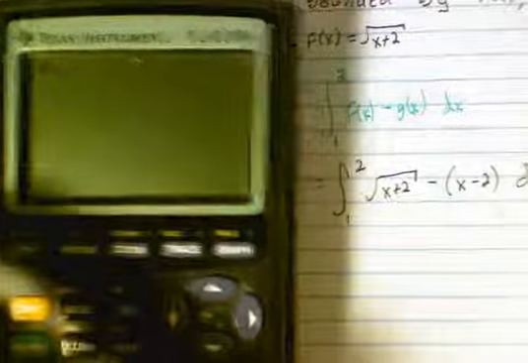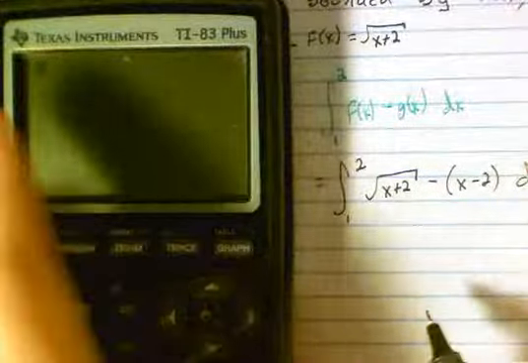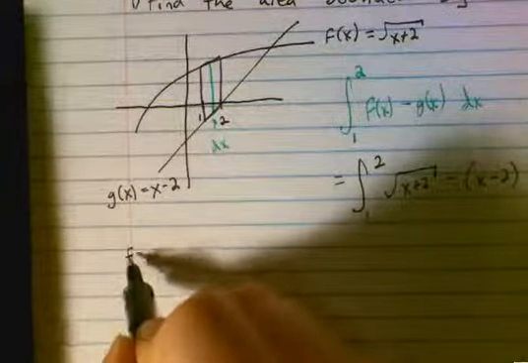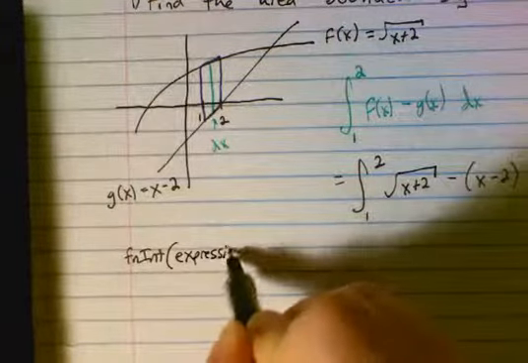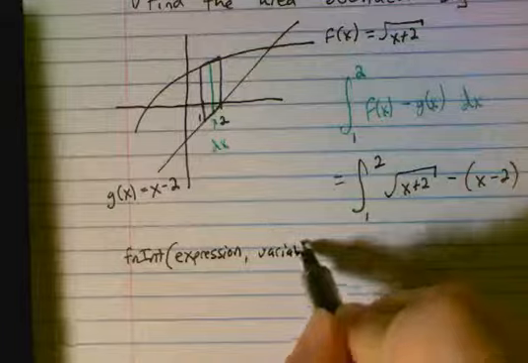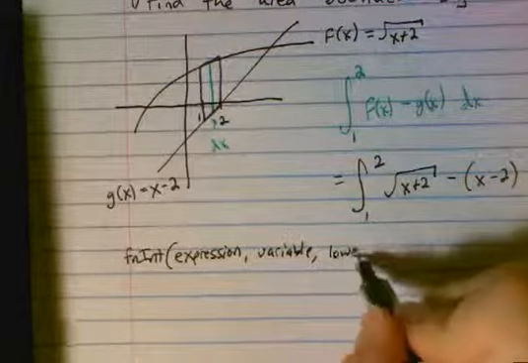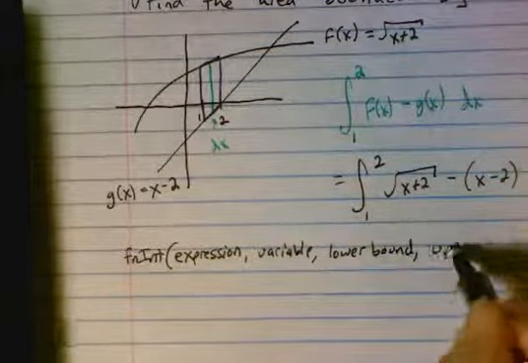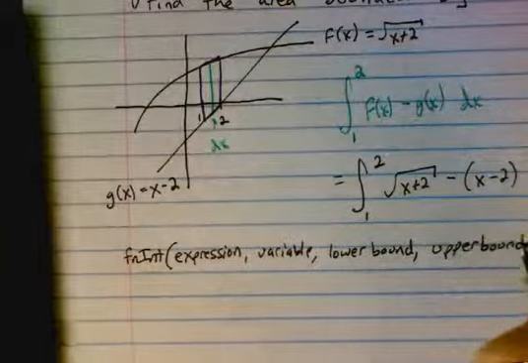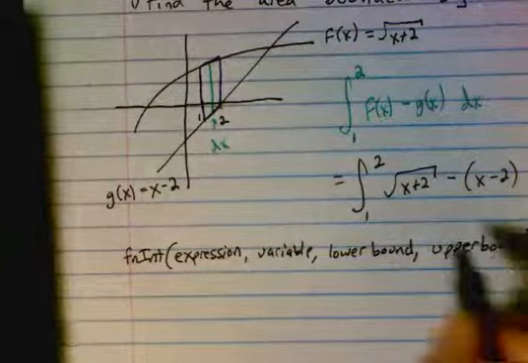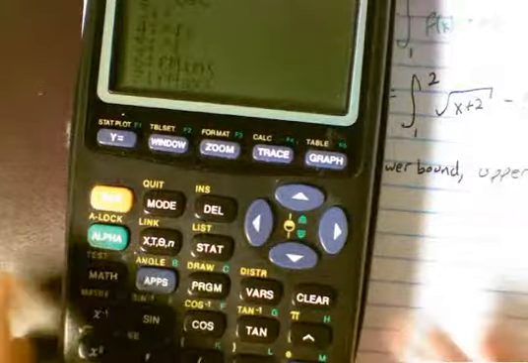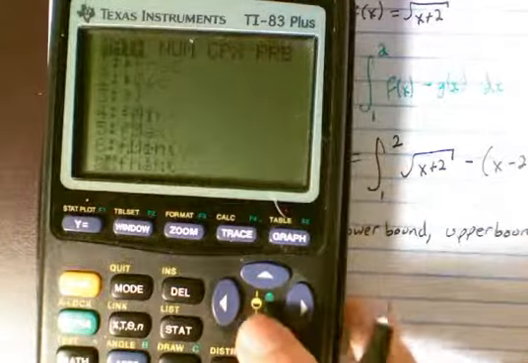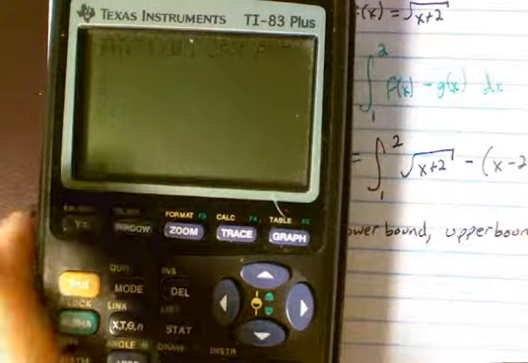So, remember the notation that we use is, here, I'll write it over here, definite integral. Then we're going to have our expression, our variable, lower bound, upper bound. Remember, this is reversed from how we plug it in when we're doing it by hand. So, with this right here, remember we're going to math, and then down here to definite integral. That's 9.